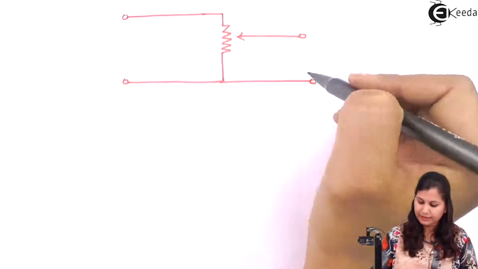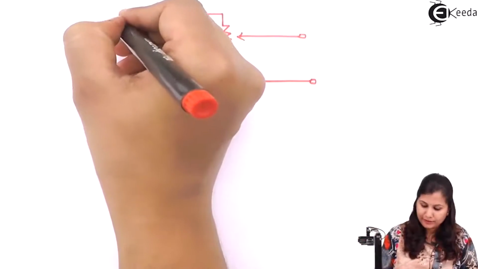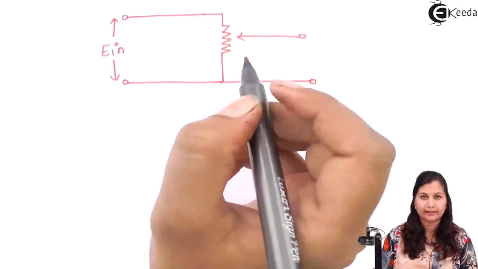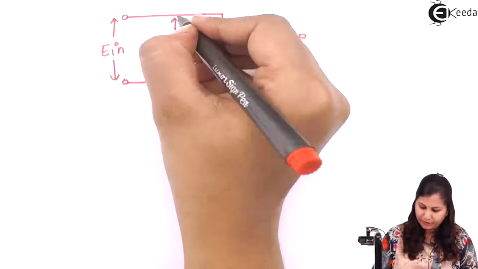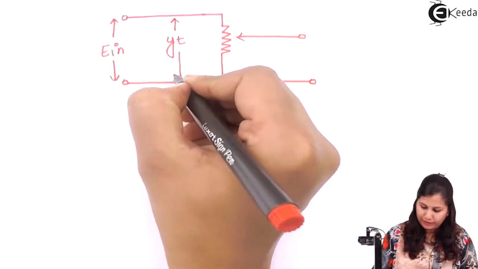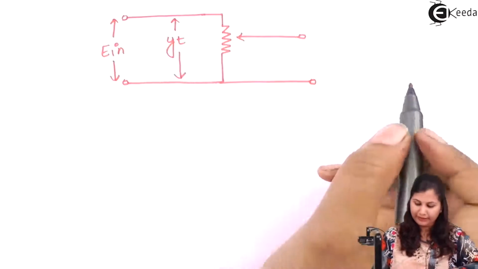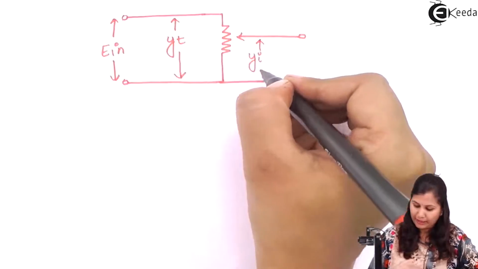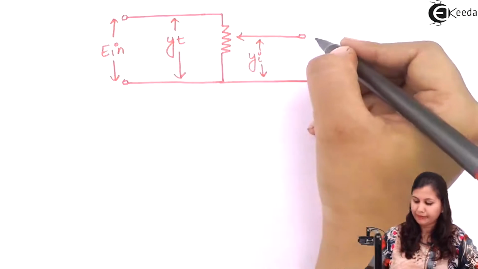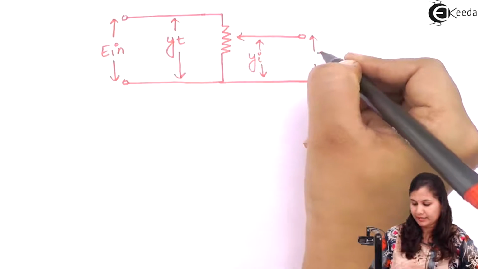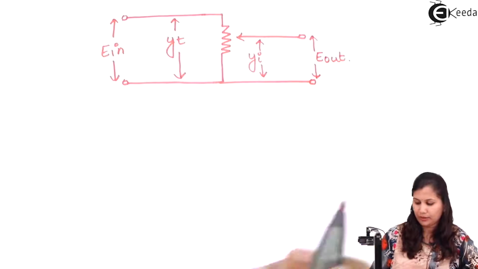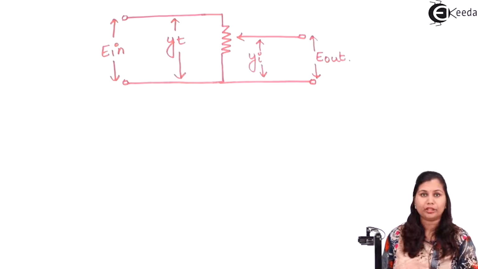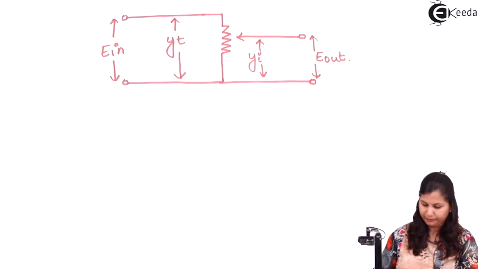These are the fixed terminals and this is the variable terminal. Across the fixed terminals, we are applying the input voltage E_in. This is the total length of the wiper, that is Y_T, and the movement of this wiper is Y_i, that is the input displacement, and the output we will get is the voltage E_out. Okay, so it is the equivalent circuit diagram of a translational potentiometer.